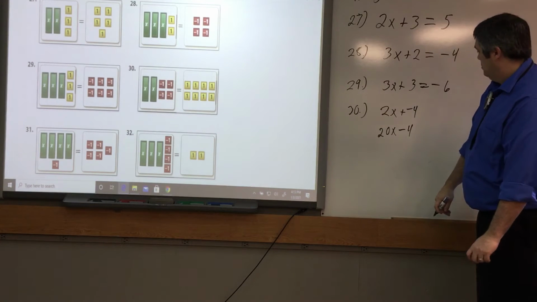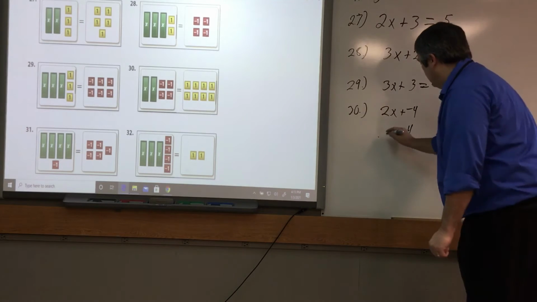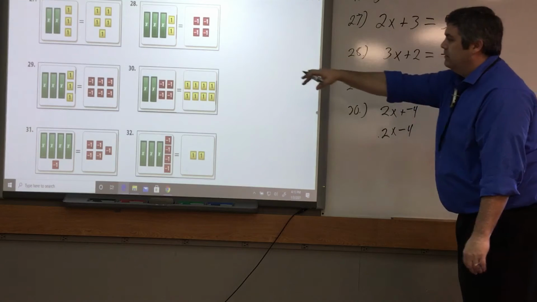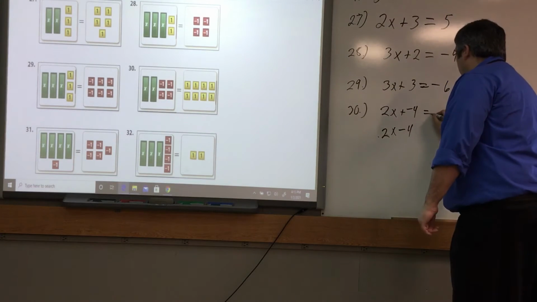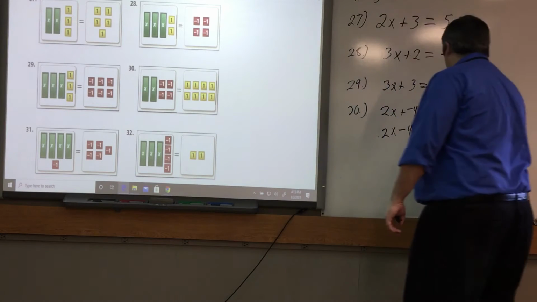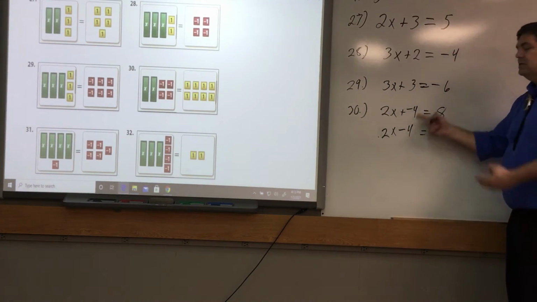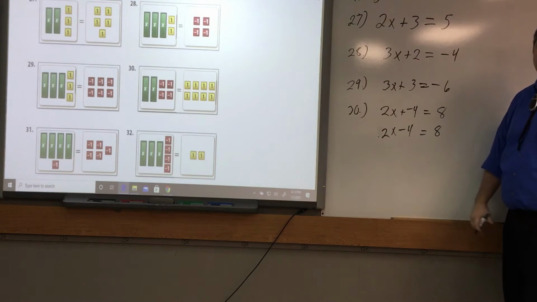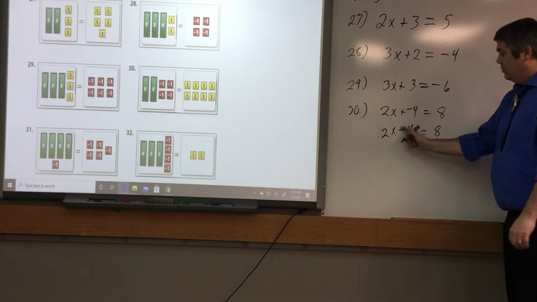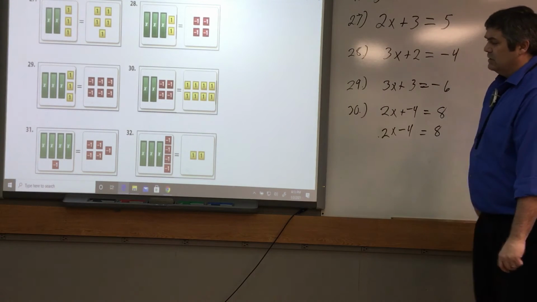Oh, I got 20x there. 2x, 2x minus 4. Watch that. All right? So that's what that could look like. But they're both going to be set equal to positive 8. And these two equations are the same. They're set up the same. Remember, if you do minus here, you get plus negative 4. And it's the same thing. That's all there is to this, guys.